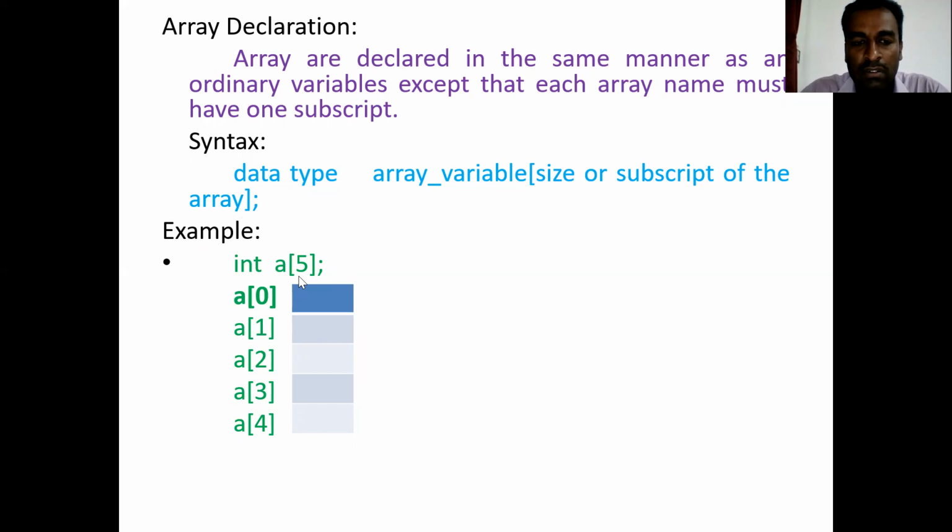I already told you that in an array the initial index is A of 0, starting with A of 0, then A of 1, A of 2, A of 3, up to A of 4. In total, we can store up to 5 elements.